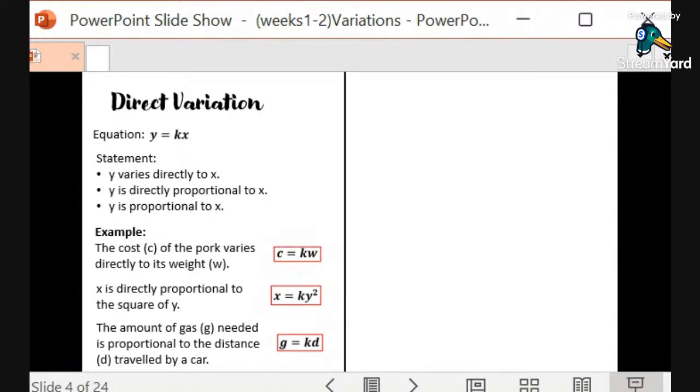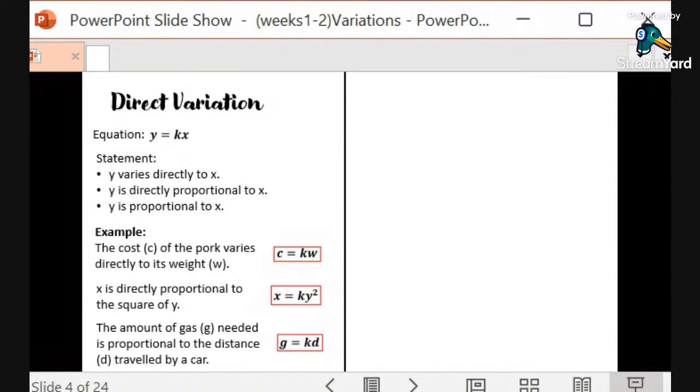Di ba, ang variation nga is change, no? What change, okay? Anong change ang mangyayari kapag nagbago itong una? Di ba yung sabi ko, the amount of gas ay nag-increase. So there's a change. So what kind of change will happen to the distance traveled by a car? So it will also increase. So yun po ang direct, no?